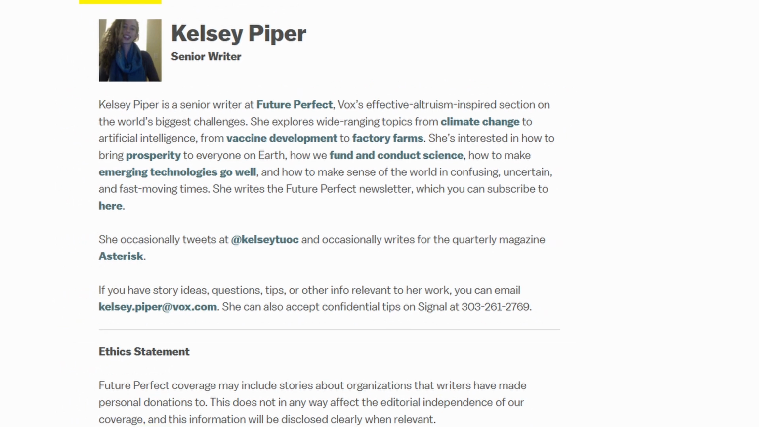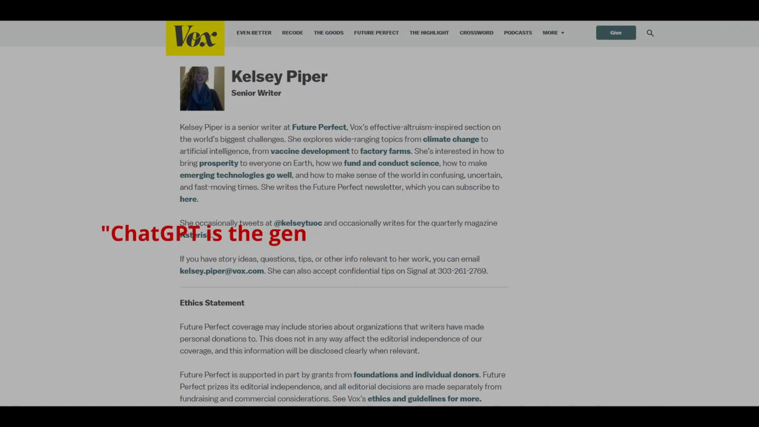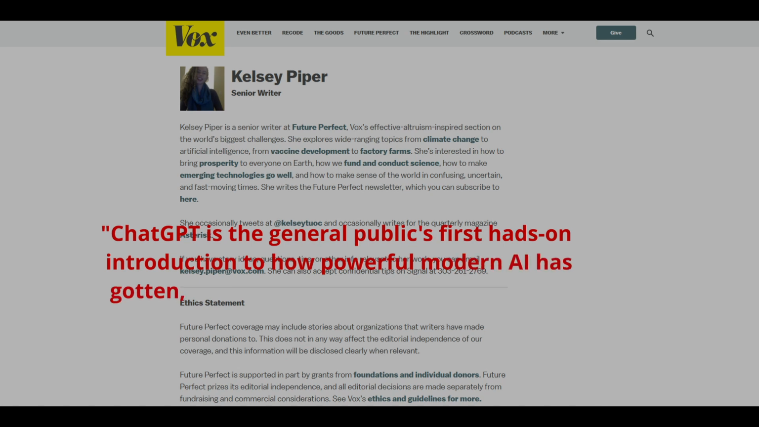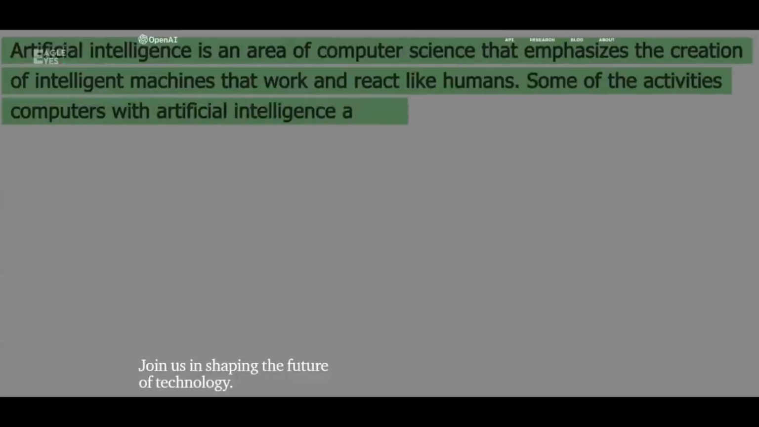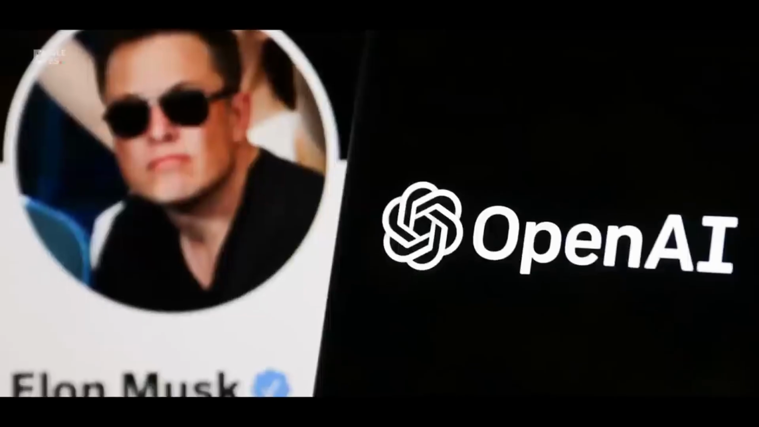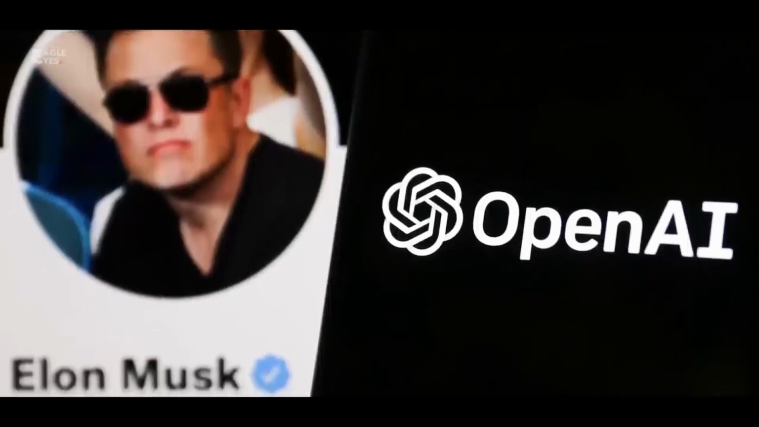Kelsey Piper of the Vox website wrote that ChatGPT is the general public's first hands-on introduction to how powerful modern AI has gotten, and as a result, many of us are finding that ChatGPT is smart enough to be useful despite its flaws. Elon Musk wrote that ChatGPT is scary good. We are not far from dangerously strong AI.